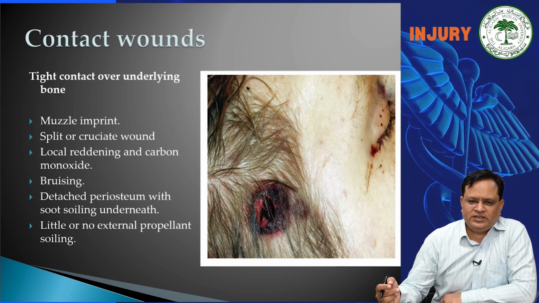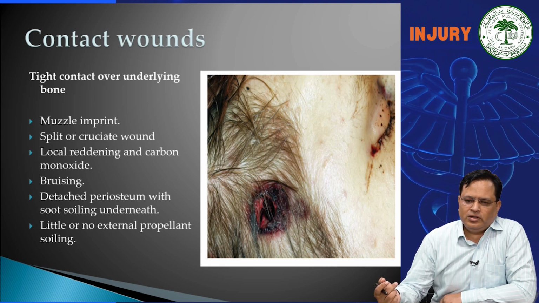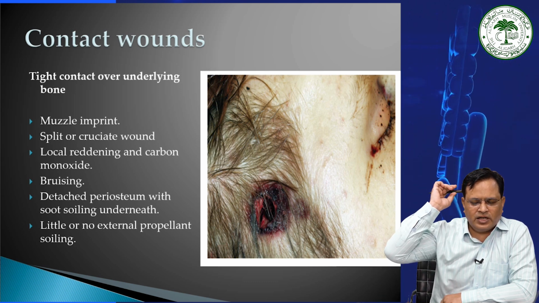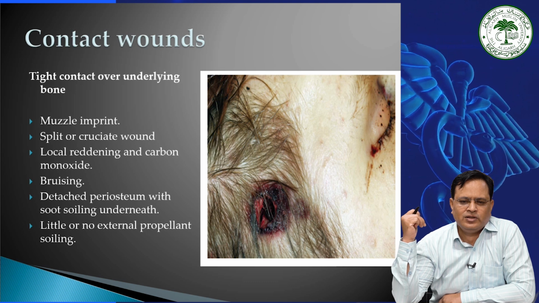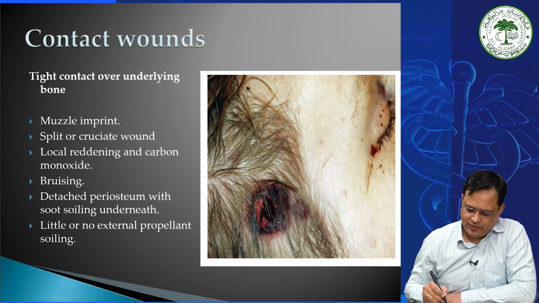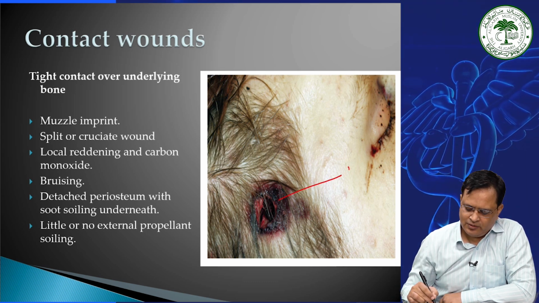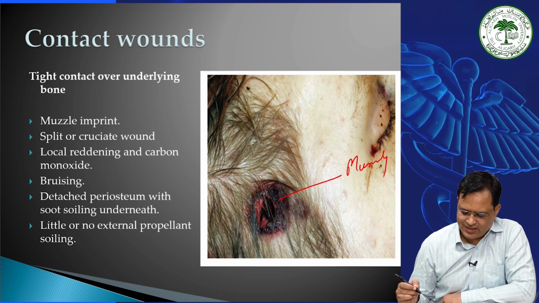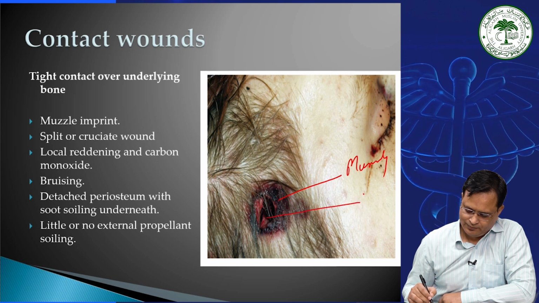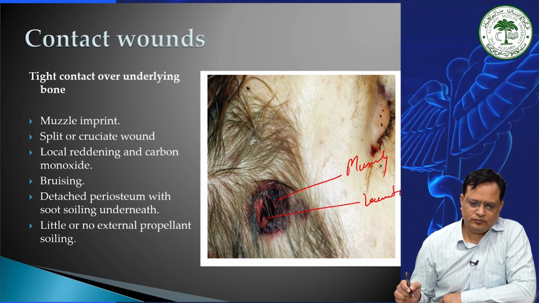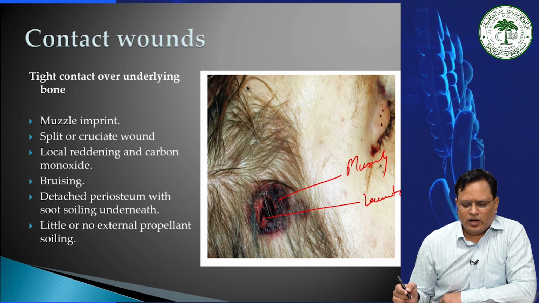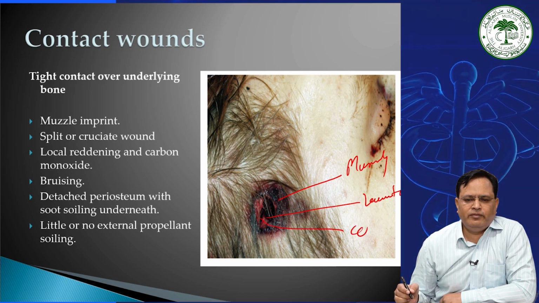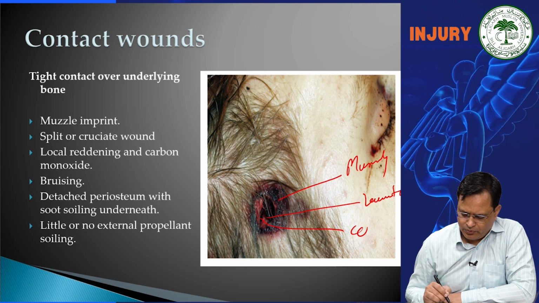So a tight contact wound means the barrel is in complete contact, pressed against the tissue. Then the muzzle imprint is there; you can see the muzzle imprint. Then we have a split or cruciate laceration. Local reddening from carbon monoxide, CO. Then we have bruising also. Some bruising may be present here.